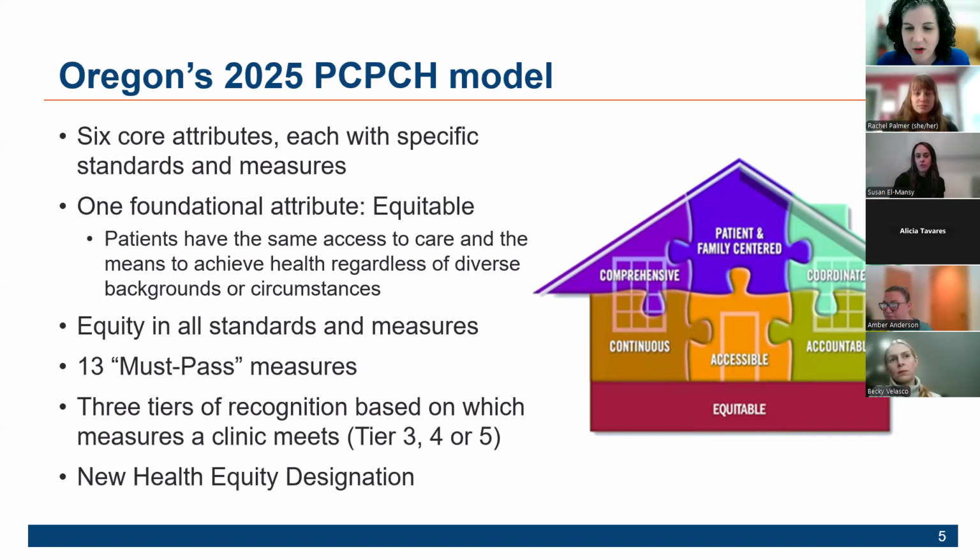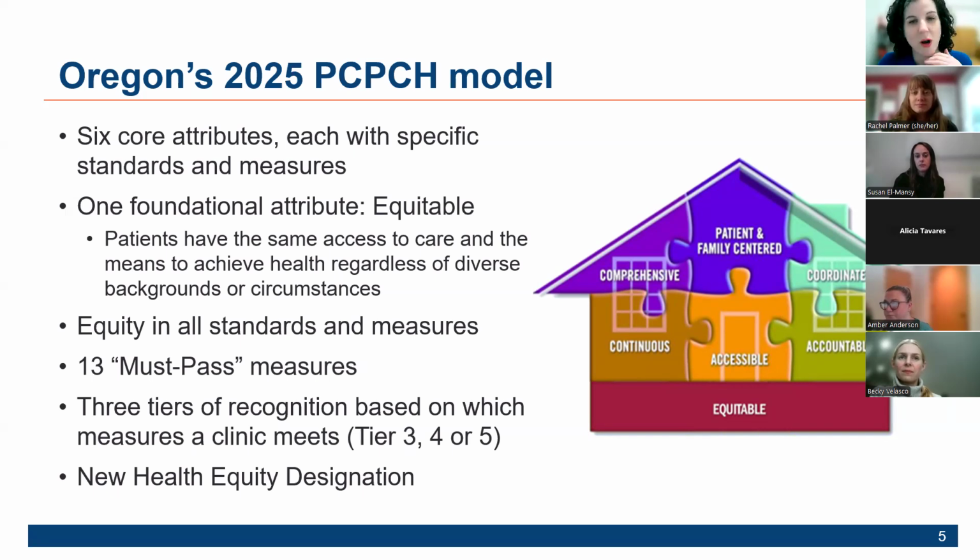And that said, even with the health equity designation, as I mentioned, all practices recognized under the 2025 standards will be doing something to improve equity for their patients because it's just built into the model. So it really is not possible to be a PCPCH without doing some kind of work in your practice to help address those inequities within your patient population. It's just built into the model throughout.